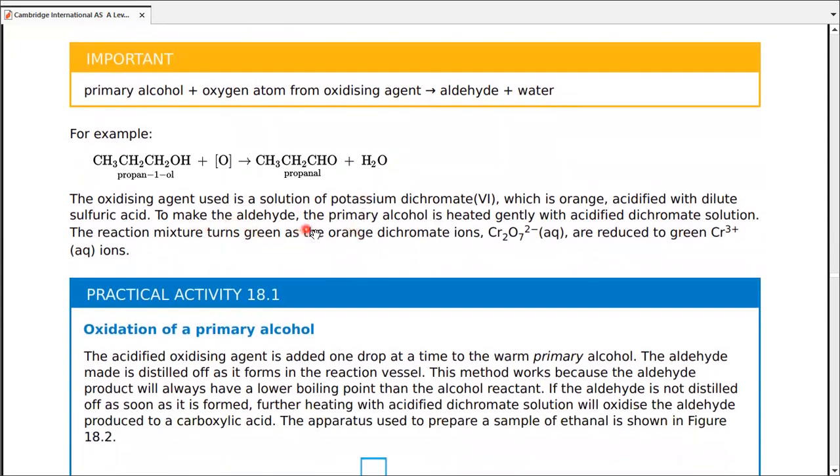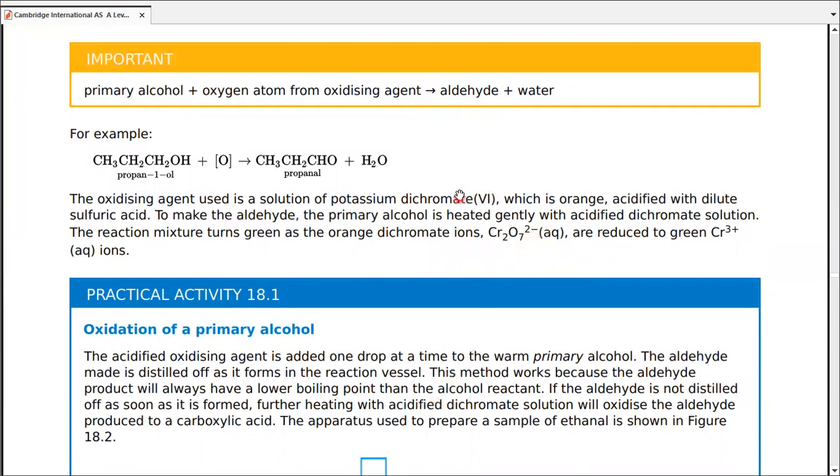The oxidizing agent used is a solution of potassium dichromate(VI), acidified, a little bit warm, better with dilute sulfuric acid. To make the aldehyde, the primary alcohol is heated gently with the said oxidizing agent. The mixture turns green as the orange dichromate ions are reduced to chromium(III) ions. These color changes along with their ions have been discussed before, so I'm not going to spend time on them.